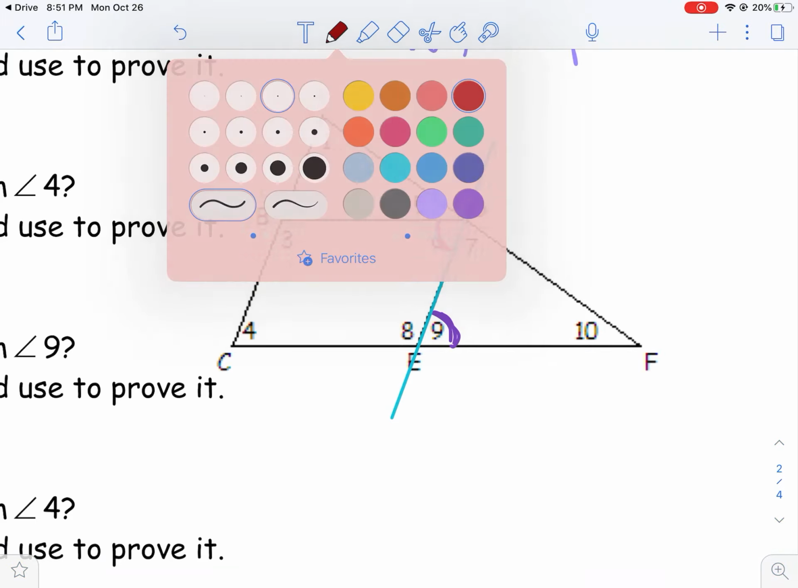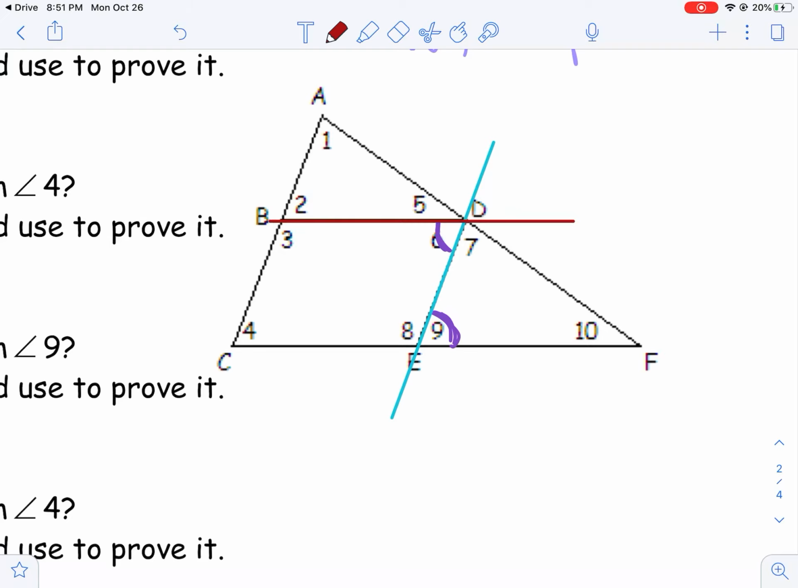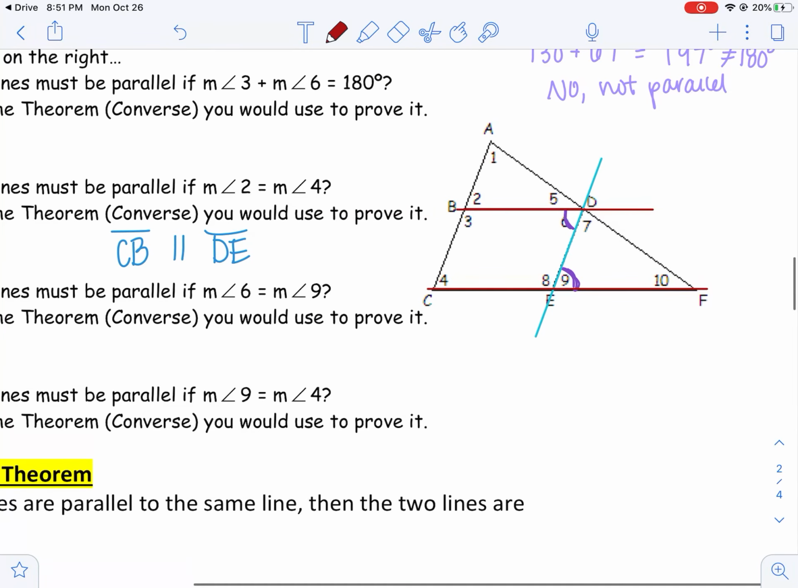In blue, I drew my transversal. In red, I'm going to draw where I believe those lines would be parallel. Okay? So I'm going to state that line BD, I'm taking the first point and the second point of that line, is parallel to line C. And I'm going to use this whole line F, or we could even state EF. Same line, multiple ways to name it. You can choose.